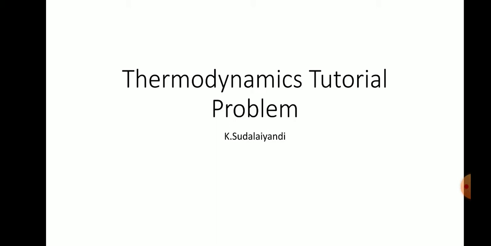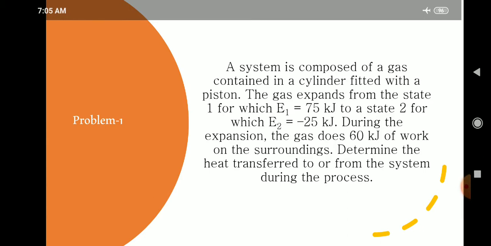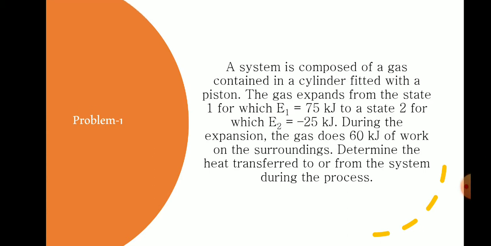Today we solve some problems related to the first law of thermodynamics. Let me start. The first problem is a very simple problem. A system is composed of a gas contained in a cylinder fitted with a piston. The gas expands from state 1, for which E1 equals 75 kilojoules, to state 2, for which E2 equals minus 25 kilojoules. During the expansion, the gas does 60 kilojoules of work on the surroundings. Determine the heat transfer to or from the system during the process. A very simple process, and we can directly substitute the values and get the unknown value.